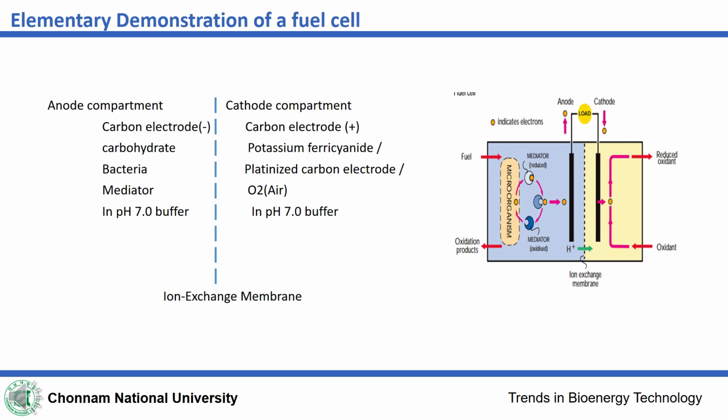Elementary demonstration of a fuel cell. There is an anode compartment and a cathode compartment in a fuel cell. The former contains a carbon electrode, carbohydrates as the substrate for bacteria, a mediator, usually thionine or methylene blue, and a pH 7.0 buffer solution. The latter contains a carbon electrode, potassium or sodium ferrocyanide, in a pH 7 buffer. Both compartments are separated by an ion exchange membrane.